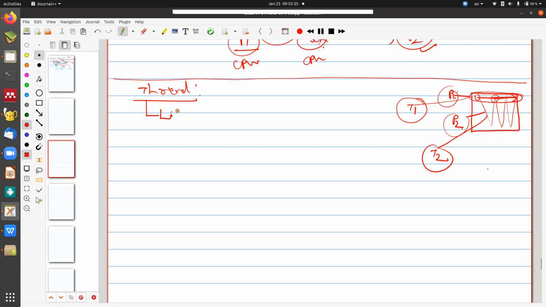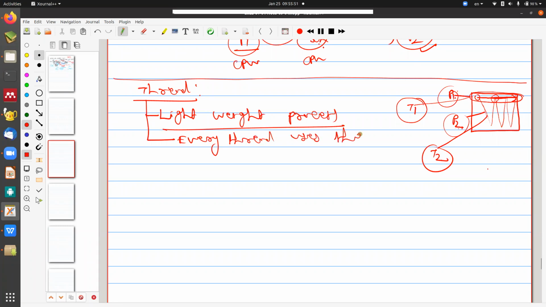The thread is called a lightweight process. Yes. What does it mean? The lightweight process means that every thread uses the address space of its parent. That's the reason it is said to be light. Means what? When the P1 process was there, you created a P2 process. We discussed that the whole address space is going to be copied to this P2. Means P1 and P2 are two different address spaces, and there is no common feature in between these two.